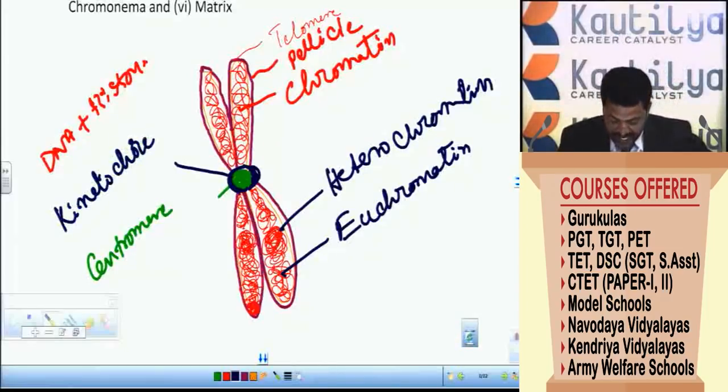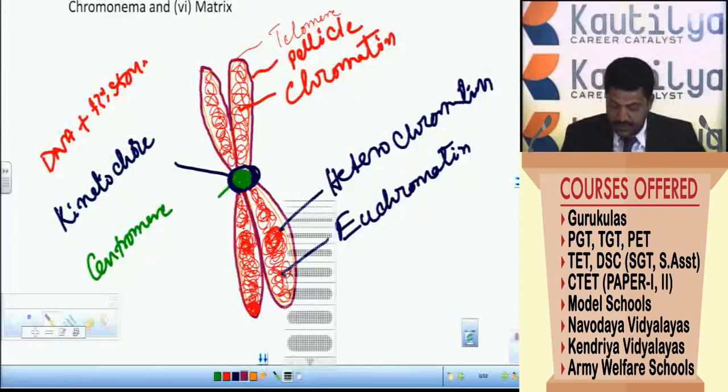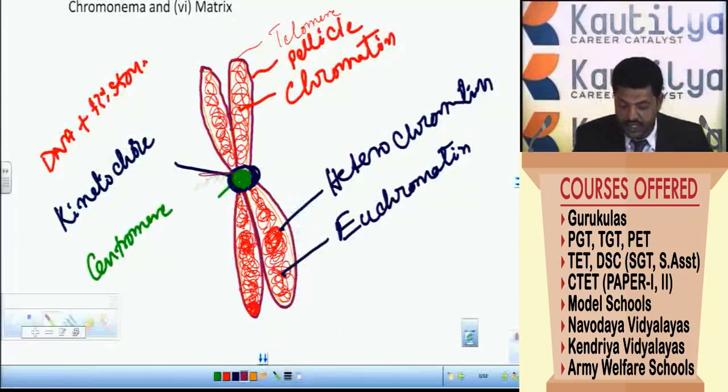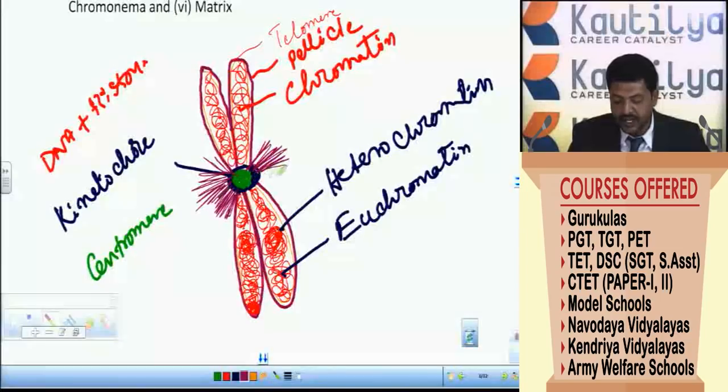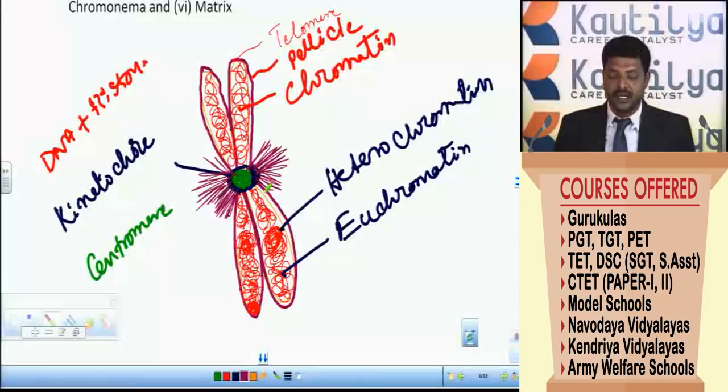Kinetochores are arranged, and they have a spoke-like structure. These are called radial spokes. These radial spokes help in the attachment of spindle fibers during mitosis or meiosis.